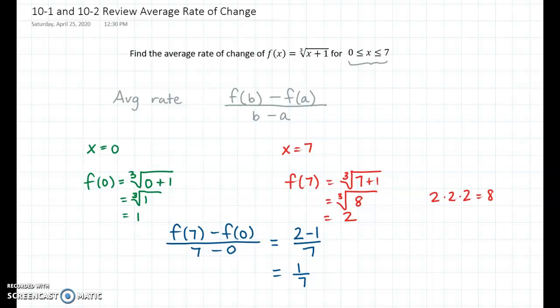Sometimes you will need a calculator to calculate these things. Sometimes you'll need to calculate the cube root of a number on your calculator. And sometimes it will say things like round to the nearest hundredth. So the nearest hundredth would be the decimal point, and then 2 places over would be the nearest hundredth. So pay attention to how you're reporting your answer when you have to do average rate of change.